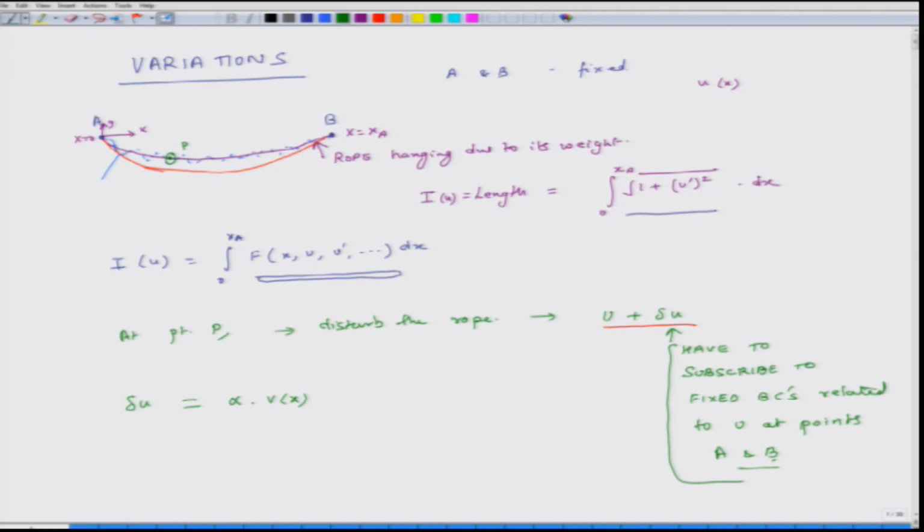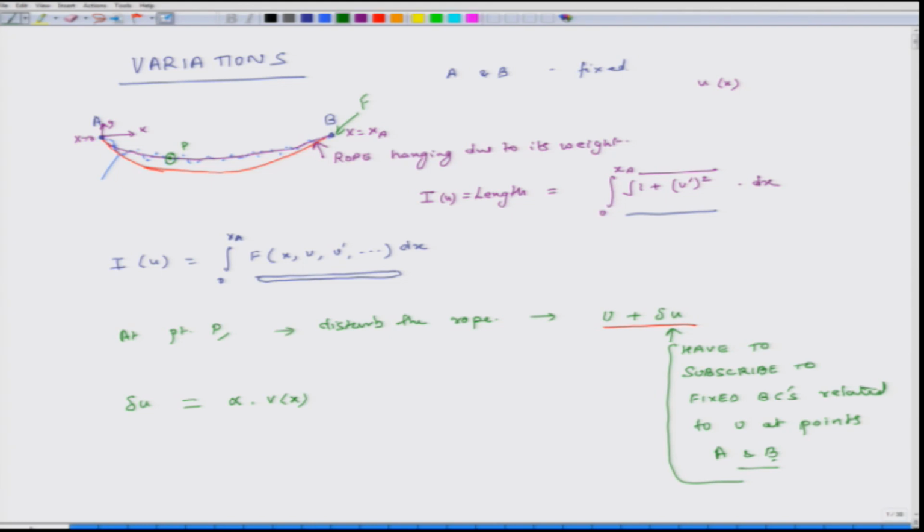Now, this V could be anything as long as it is consistent with the boundary conditions, and it is not any boundary condition. Suppose I have a force here, F. This V does not depend on the nature of this force related boundary condition, agreed, but it will depend on the boundary condition which relates to u.